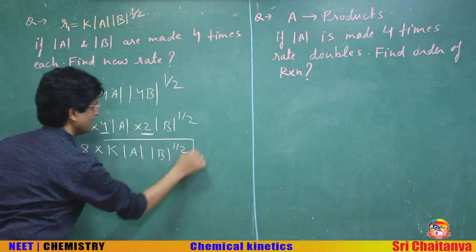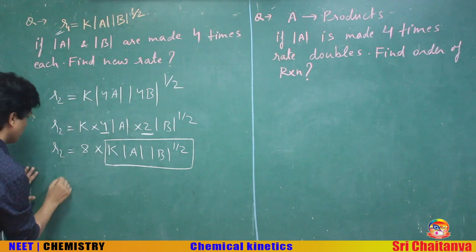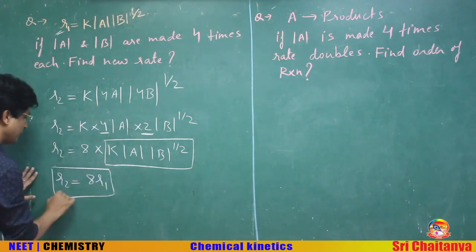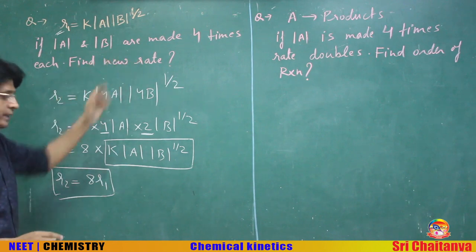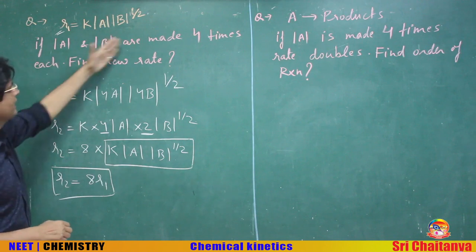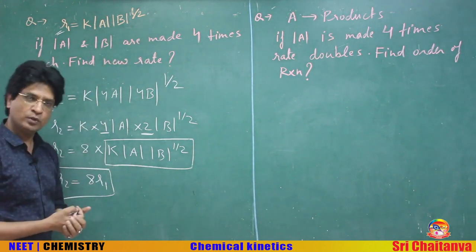Now what is this? This is nothing but R1. So R2 will be 8 into R1. That means the final rate or the new rate will be 8 times of the initial rate, just because we have changed the concentration. We know that rate can be changed by changing concentration.